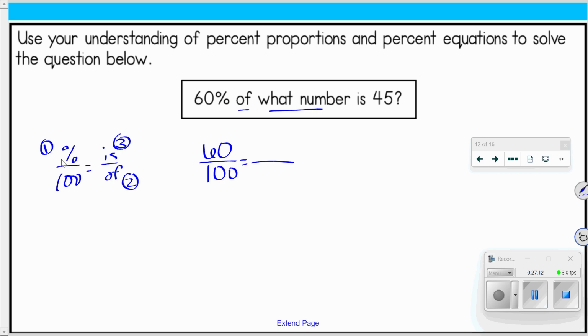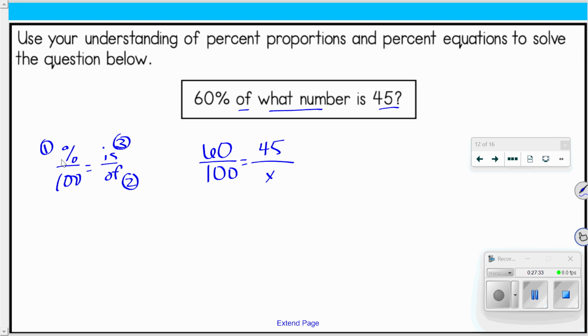What's right after of? So do I know my of? No. Guys, do not be confused that that 45 is there as well. You're looking right after of. Meaning there's one number left. What is it? That's my is. Now here's one. Personally, I would probably go ahead and simplify this one.